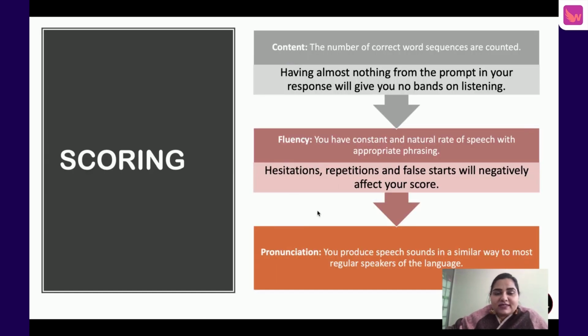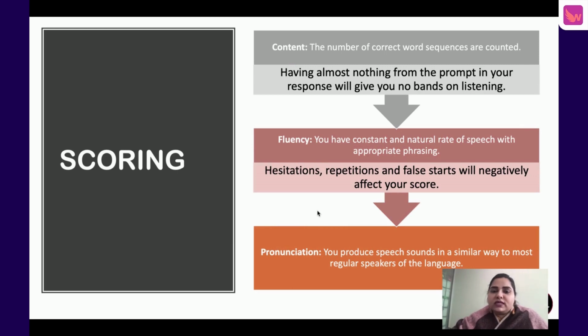Now the scoring says you get bands on your content, fluency, and pronunciation. So content means the number of correct word sequences are counted. Having almost nothing from the prompt in your response will give you no bands on your listening, but definitely you will get something on your speaking.